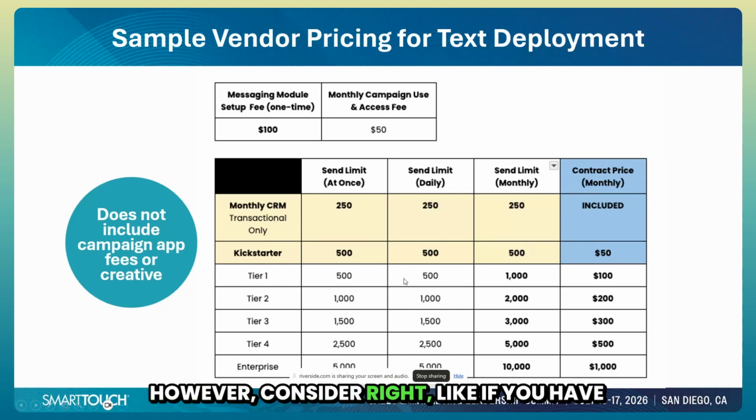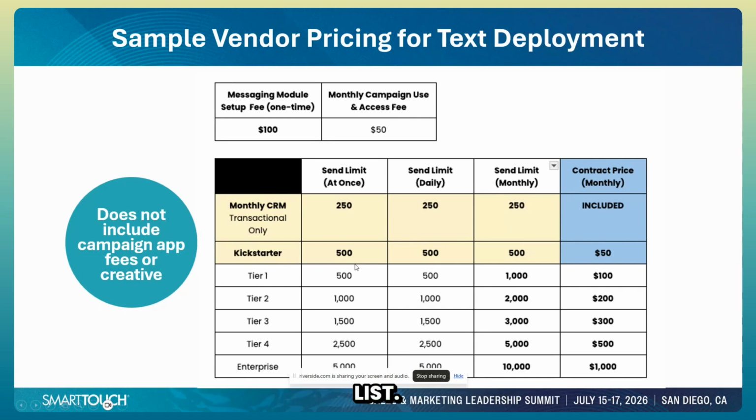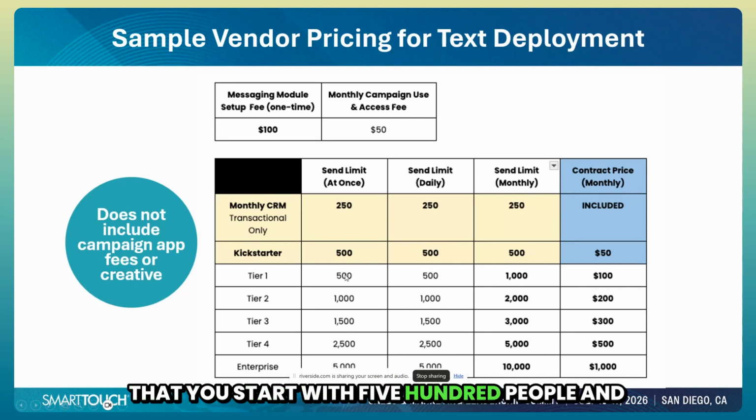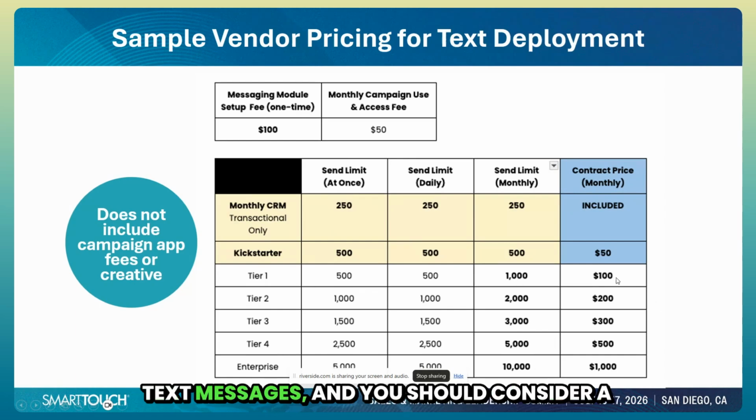However, consider, if you have a list and you start with 500 people and you send, because our recommendation is twice a month, that's 1,000 outbound text messages.